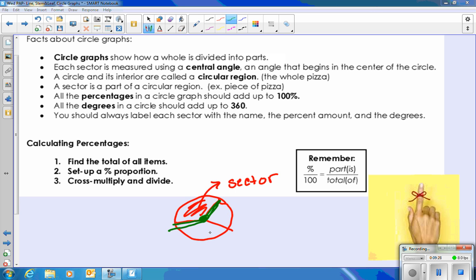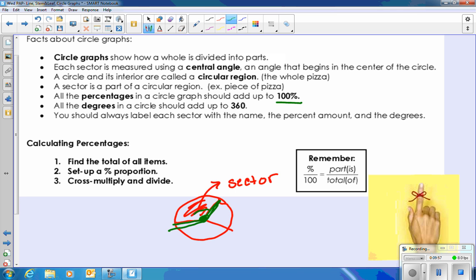So the circle and its interior are called a circular region. In other words, the whole pizza. The sector is a part of that circular region. In other words, a piece of pizza. All the percentages in a circle should add up to 100 because we're talking about a whole thing, and all percents come out of 100. So 100 represents the whole. And all the degrees in a circle add up to 360.